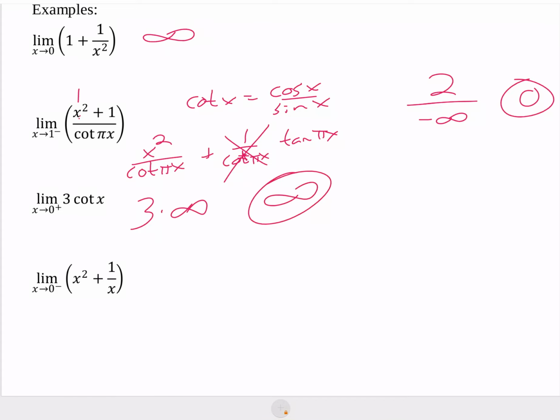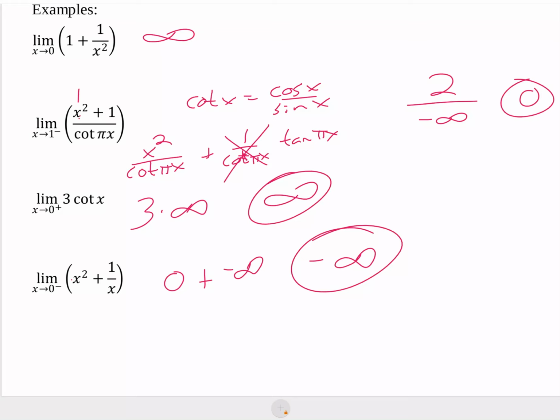Yep. Okay, and the last one, coming in from the negative side of 0, x squared plus 1 over x. I can direct substitute on this, that's 0 plus 1 over 0. That's 1 over 0, a positive or a negative number. It's got to be a negative number, coming in from the negative side, so negative infinity. And so we get negative infinity. Okay, and that's how you handle problems like that.